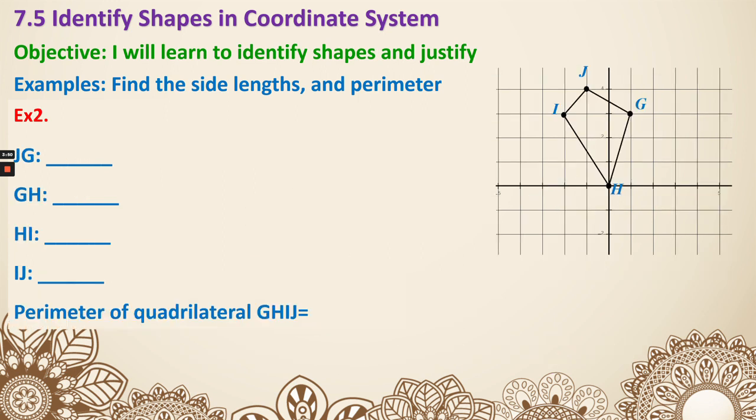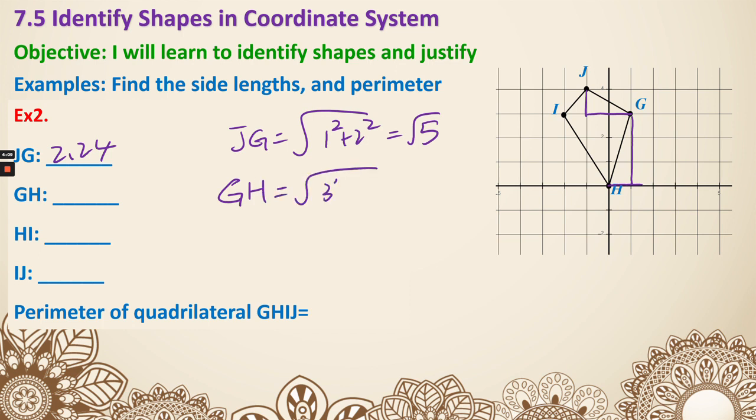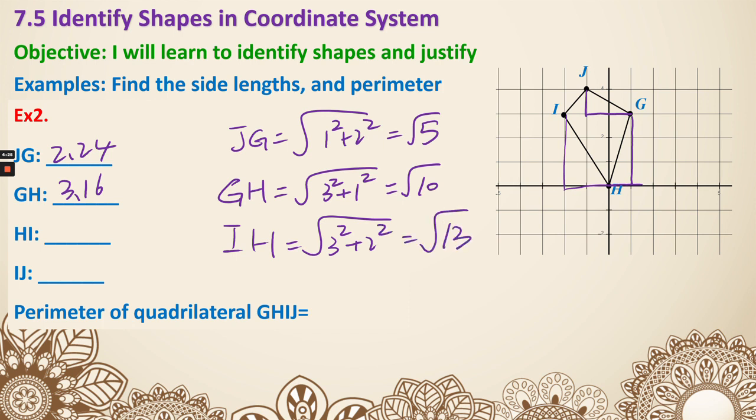That's example 1. Example 2. JG is a 2 by 1, so it's the square root of 1 squared plus 2 squared, which is the square root of 5, and that is 2.24. GH is a 3 by 1 again, so GH is the square root of 3 squared plus 1 squared, the square root of 10, which is 3.16. Next, IH is a 3 by 2, so 3 squared plus 2 squared gives you the square root of 13, which is 3.60.